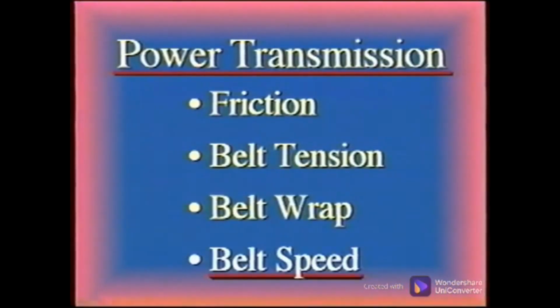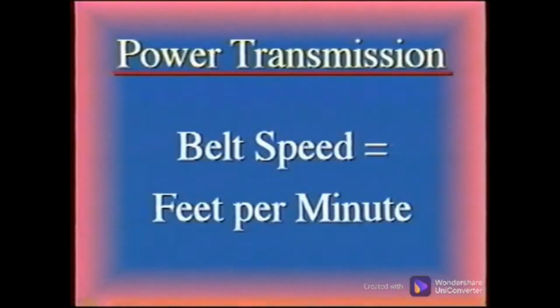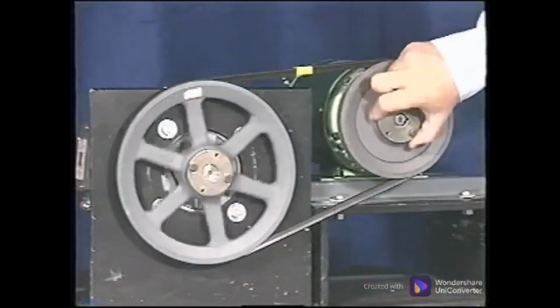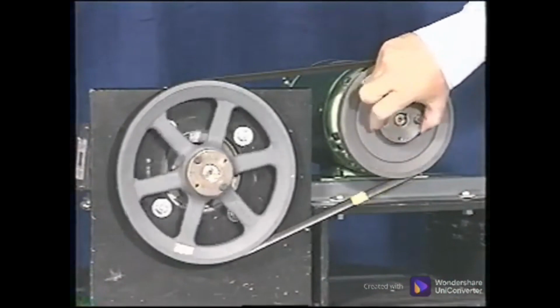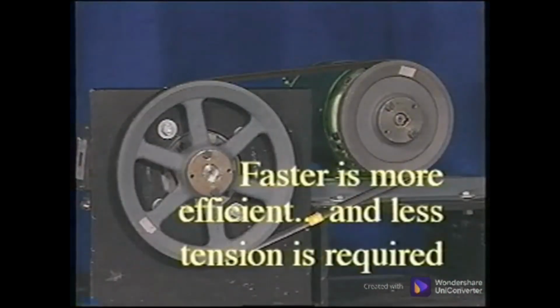The fourth variable that affects the belt's ability to transmit power is the speed of the belt. This is usually measured in feet per minute. That is, how many feet that a position on the belt travels in 1 minute's time. Typically, the faster the belt is moving, the more efficient the system is, and the less tension is required. However, there are some inconsistencies here that must be compensated for.